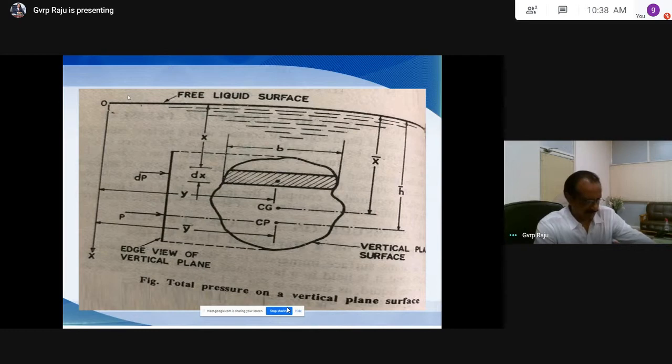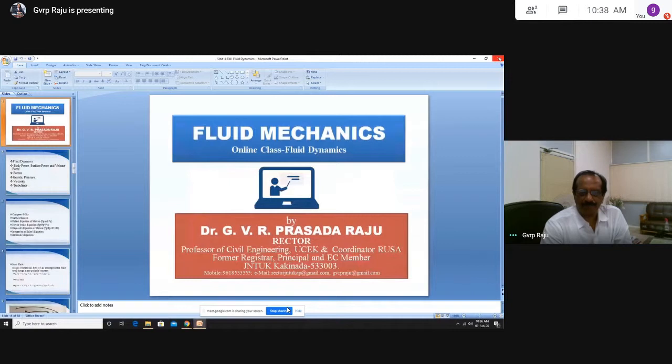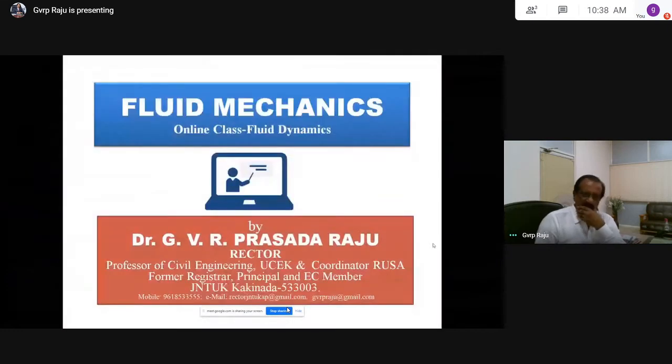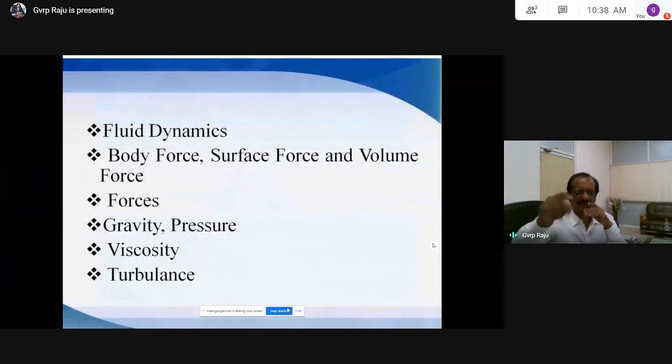So come back to the normal fluid dynamics now. Fluid dynamics, as I already told you, in this chapter we are concentrating on forces which are responsible for the fluid motion. What are the forces which are responsible for the fluid motion? In fluid dynamics, we have body force, surface force and line force.